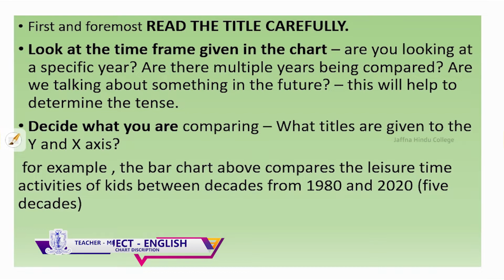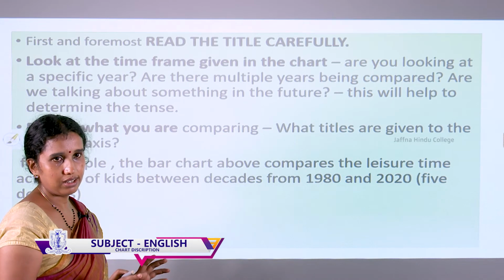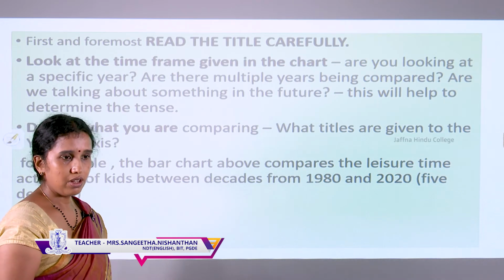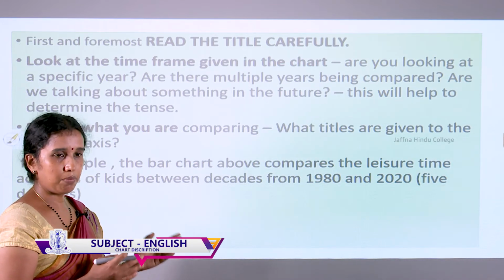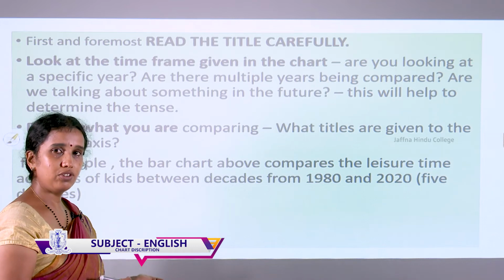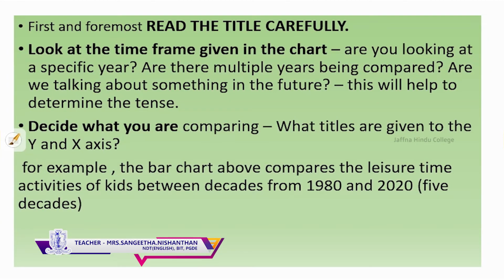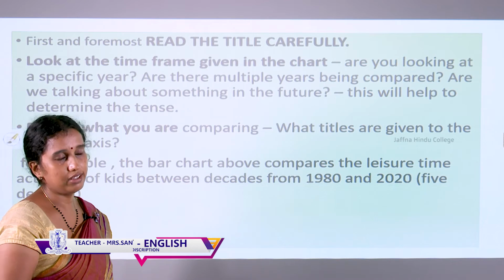First, what you have to do when answering question number 14, describing a bar chart. First, read the title carefully: what is the graph about, or what does the graph represent? Whether it represents a group of people or an individual, or the activities done in the past or in the present, or the activities expected in the future. And look at the time frame given in the chart. The time frame decides which tense we are going to write the description in.